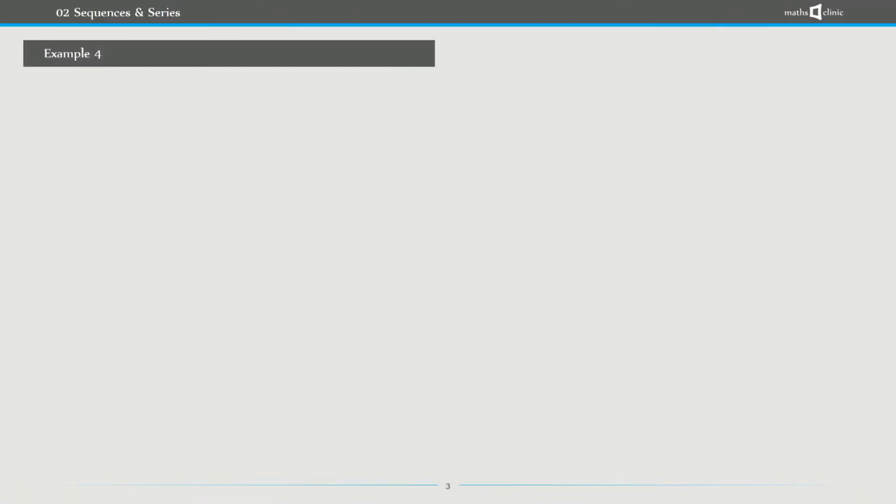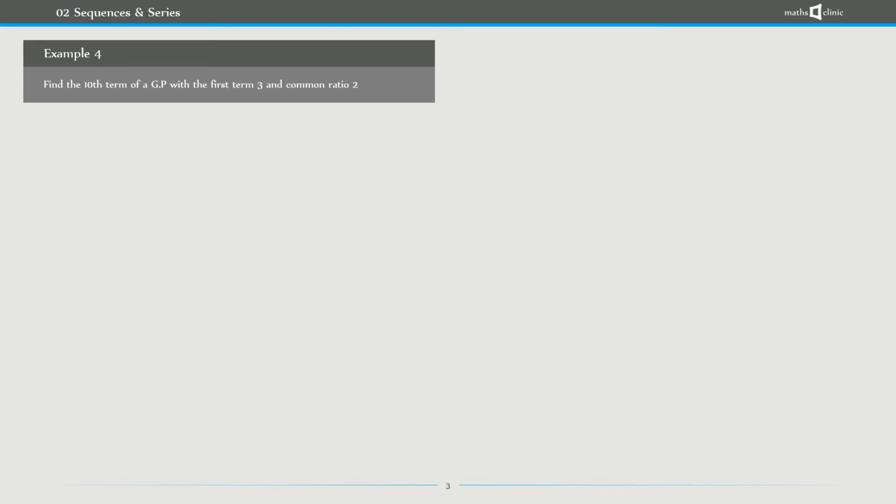So we have example 4. Example 4 says find the 10th term of a GP with first term 3 and common ratio 2. So we're talking about GPs now. We're done with arithmetic progressions. Now we're talking geometric progressions, and if you remember, geometric progressions progress with a ratio. We've been asked to find the 10th term of a GP if the first term is 3 and the common ratio is 2.